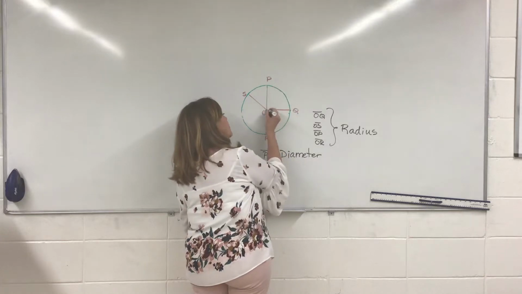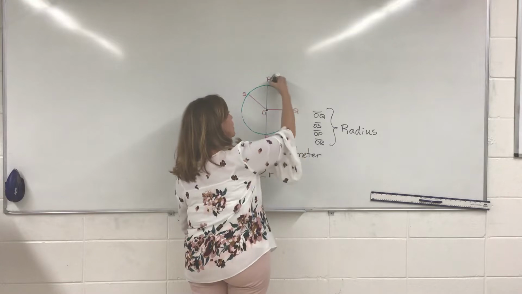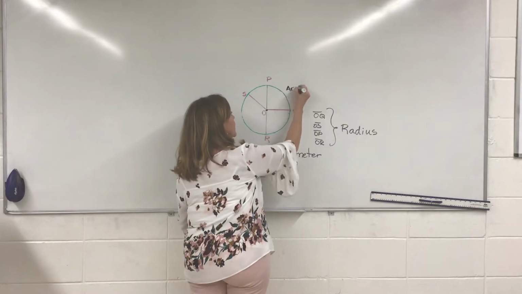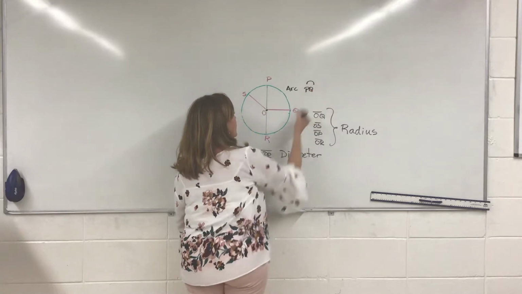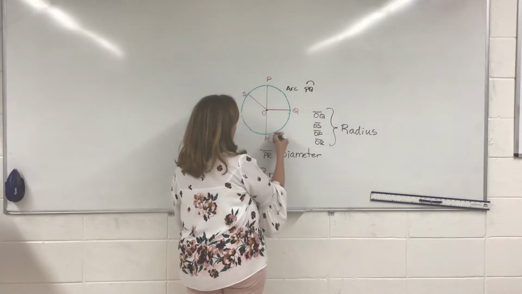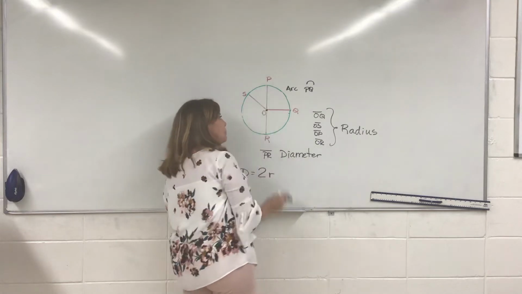This is our center point of the circle, but on the outside of the circle, this is called an arc, okay? And it's shown like this, arc PQ, okay? Arc QR, arc RS, arc SP.